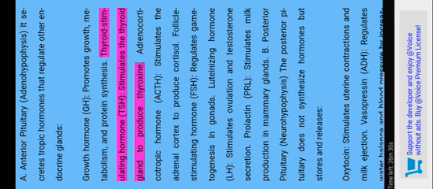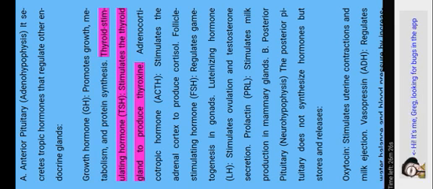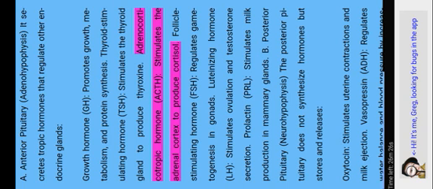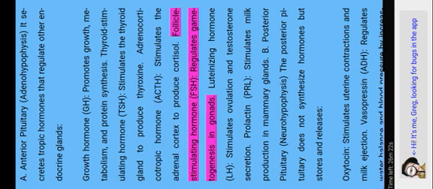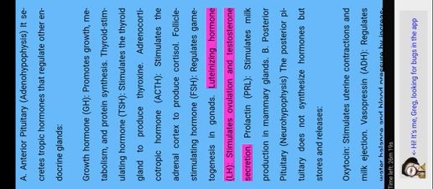Thyroid-stimulating hormone, TSH, stimulates the thyroid gland to produce thyroxine. Adrenocorticotropic hormone, ACTH, stimulates the adrenal cortex to produce cortisol. Follicle-stimulating hormone, FSH, regulates gametogenesis in gonads. Luteinizing hormone, LH, stimulates ovulation and testosterone secretion.